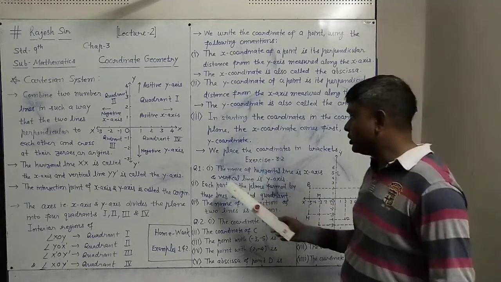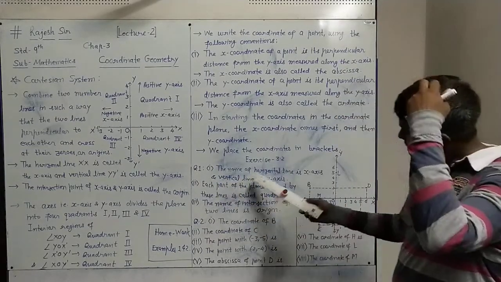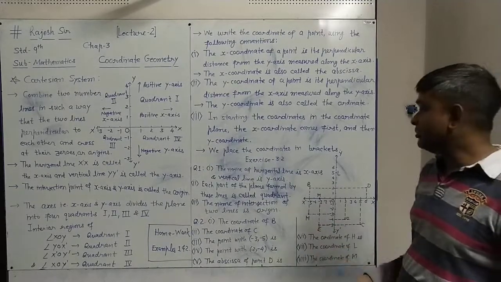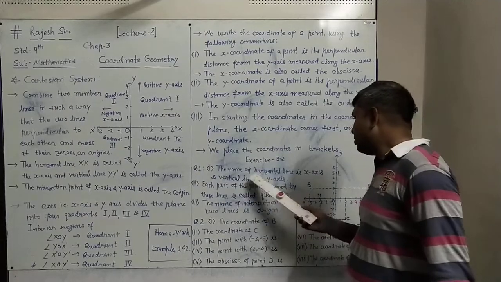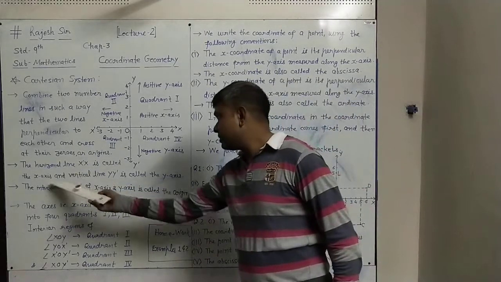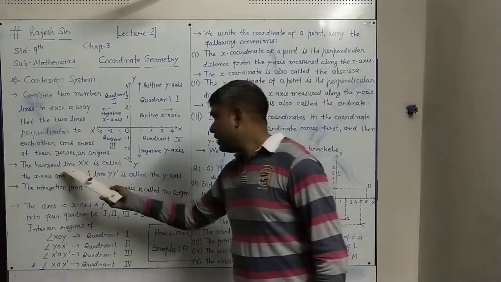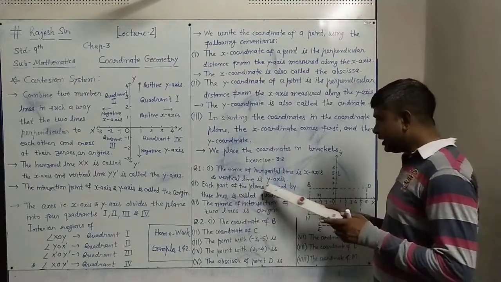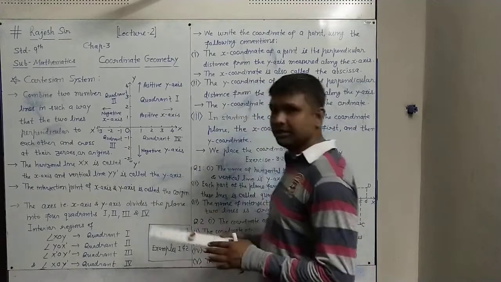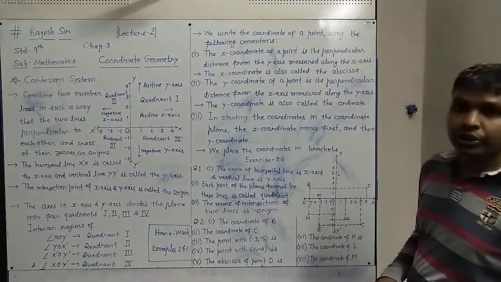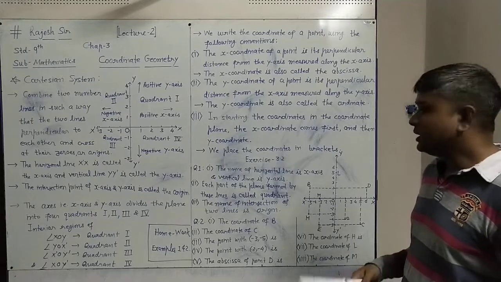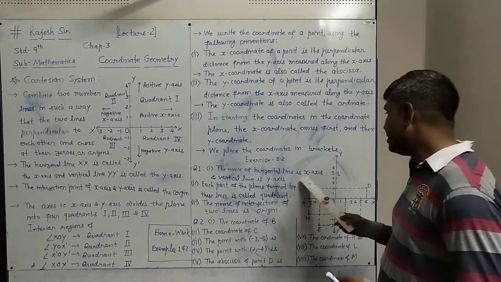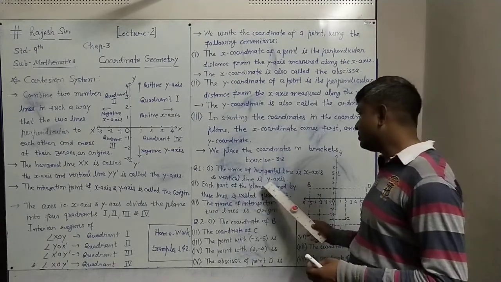In exercise 3.2, question 1 is: what is the name of the horizontal line and what is the name of the vertical line in the Cartesian coordinate system? You know that the name of the horizontal line is x-axis and the name of the vertical line is y-axis. Directly the answer I have written here. The question you can refer from the textbook.